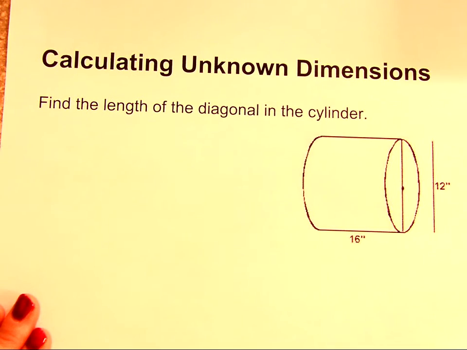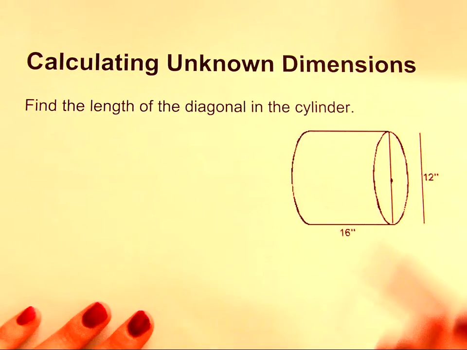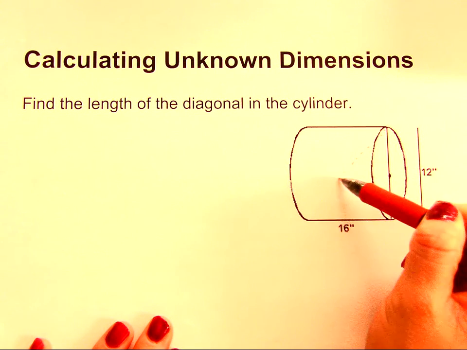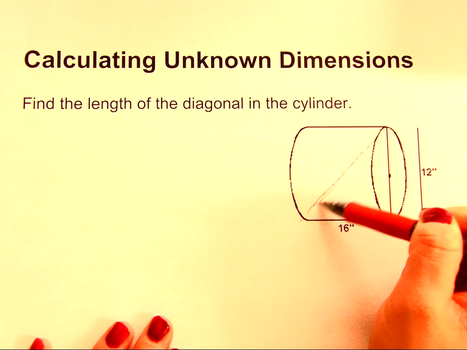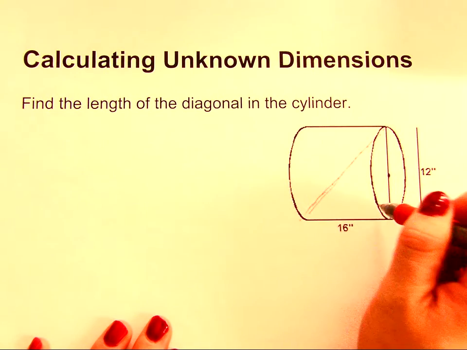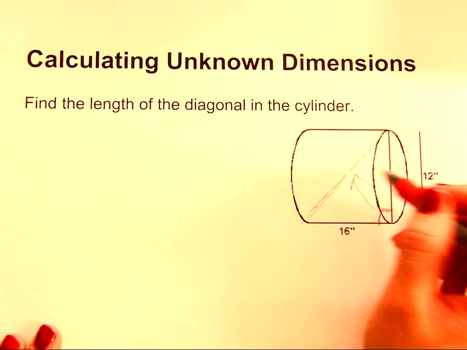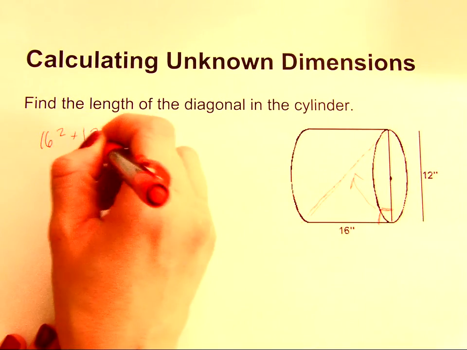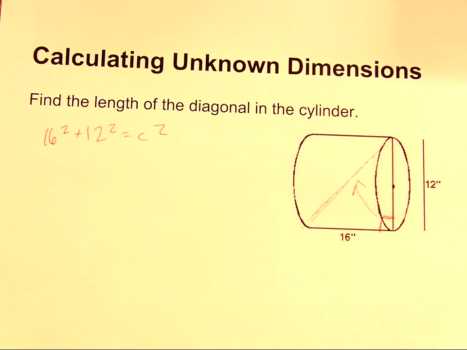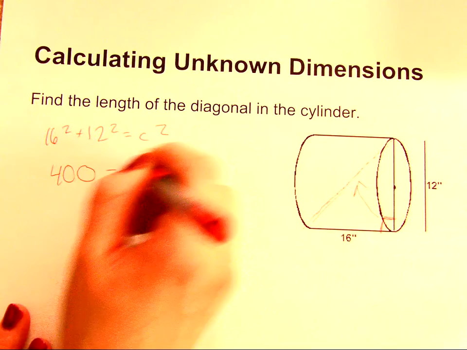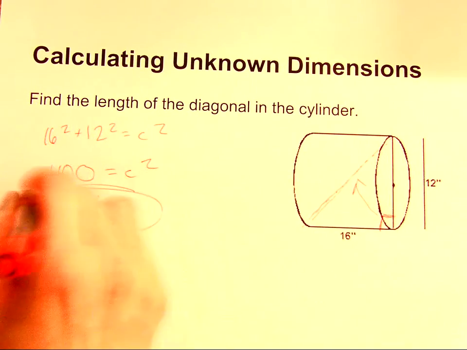Find the length of the diagonal in the cylinder. So why don't you pause and try this one first. So we're trying to find this length here. So my 90-degree angle's here. So I've got 16 as a leg and 12 as a leg. 400. So 20 inches is the length of this diagonal.